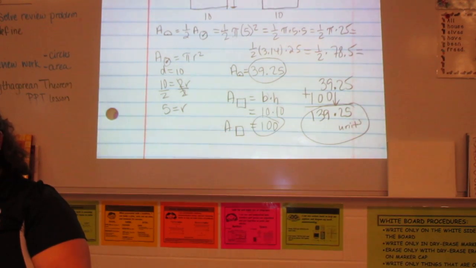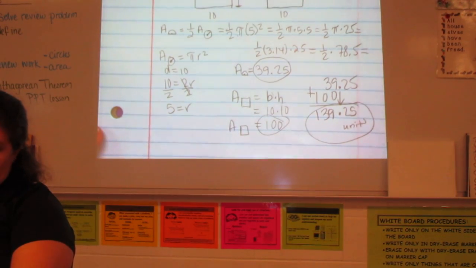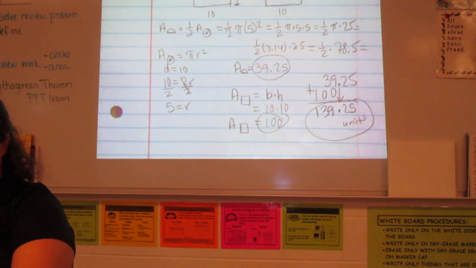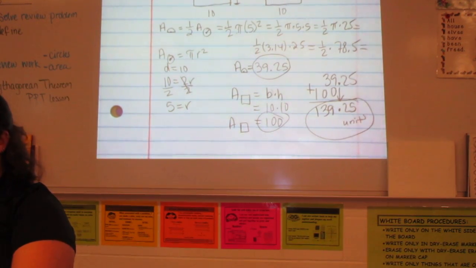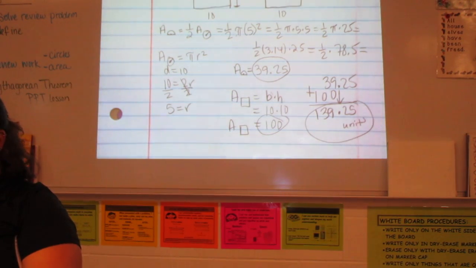Other than that, this just takes a lot of practice dividing up the pictures into triangles, rectangles, and semicircles. That's all you have to do. Those are the three things you're going to work with: triangles, rectangles, and semicircles. It just takes practice and a little bit of time to figure out how to break them up.